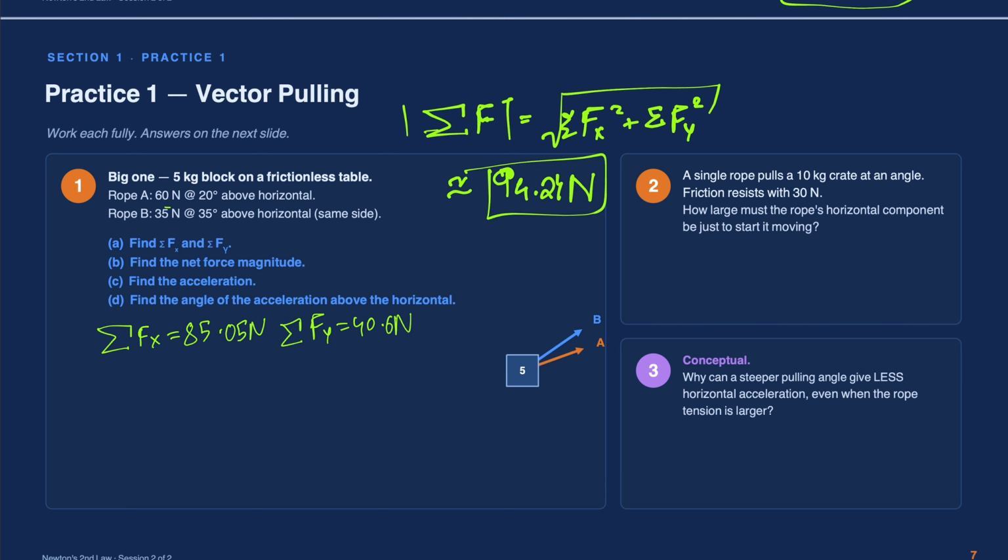Find the acceleration. Well, that's just going to be net force, or so my total net force here, is equal to mass times acceleration, or here 5 kgs, times acceleration. Acceleration is just equal to 94.24 divided by 5. So I'm getting 18.85 approximately meter per second squared.